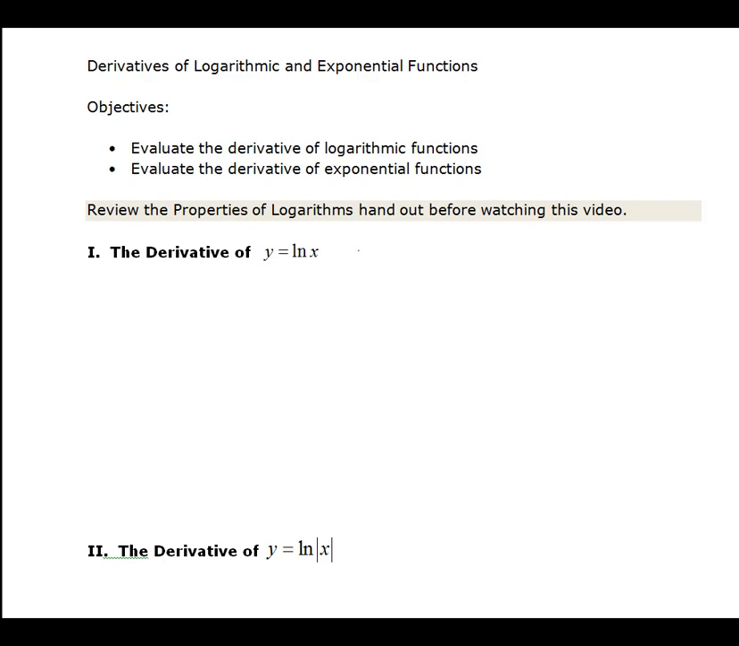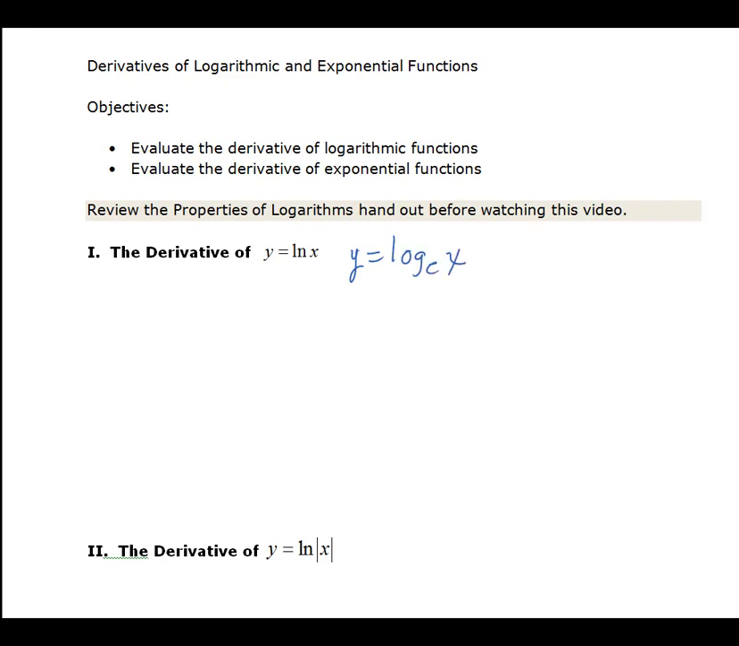In this section, we're going to look at the derivatives of both logarithmic and exponential functions, and we're going to start with the natural log. The natural log function has a base of e, and I can rewrite this expression by writing it as y equals log base e of x.